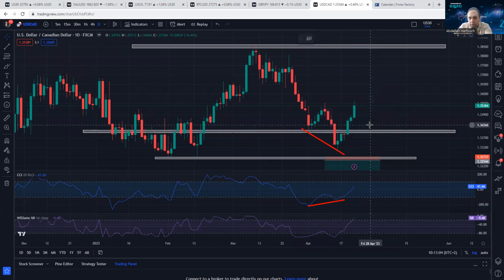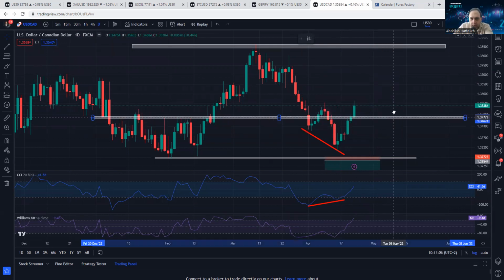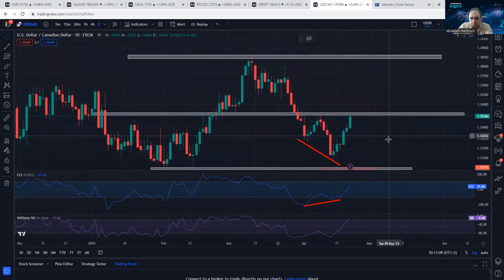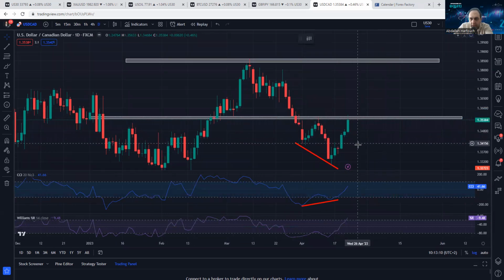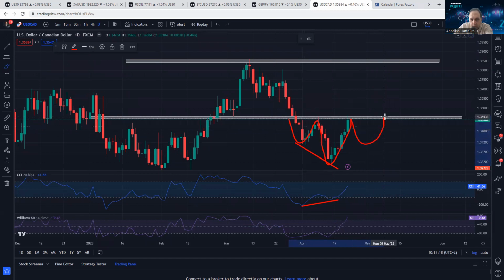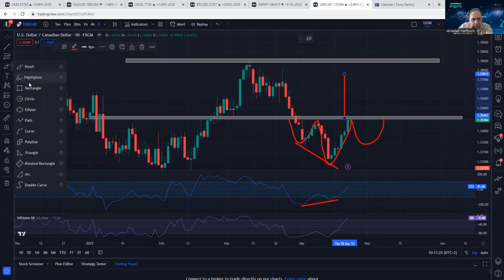So now what should we expect? Now we are here. We might have two options. It might even go down to make an inverted head and shoulder. We'll draw these scenarios. Look, 1, 2, here. Then it starts to push up, and we might have another big push up here.